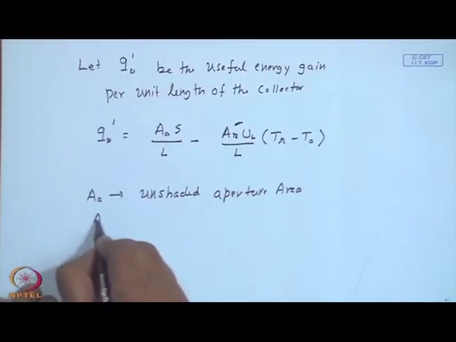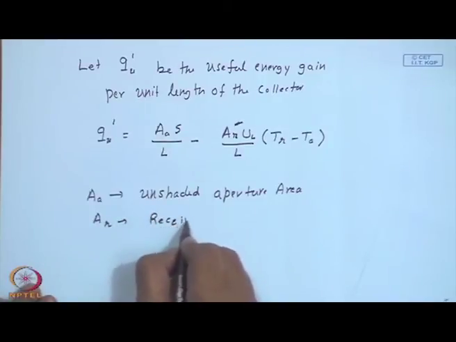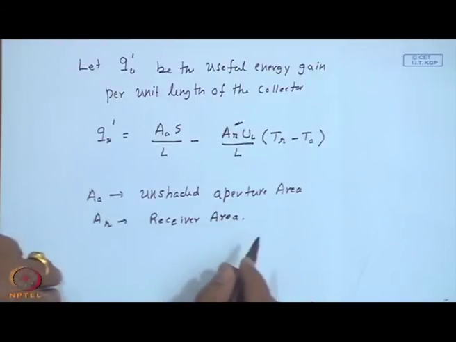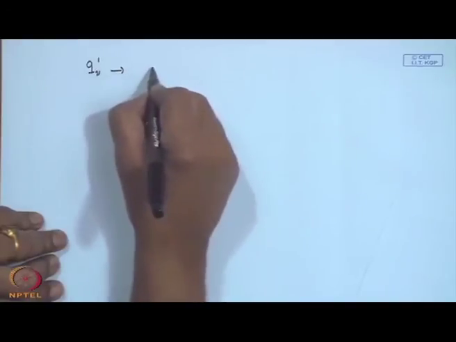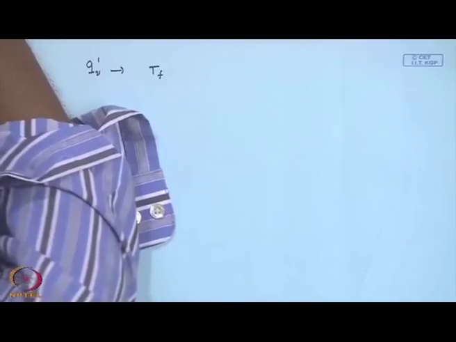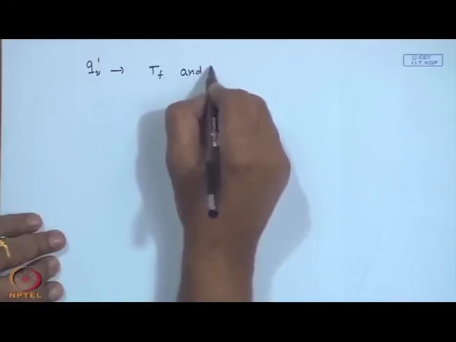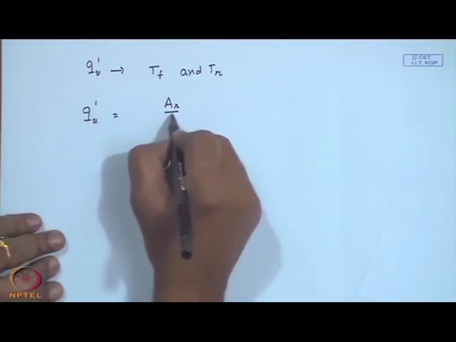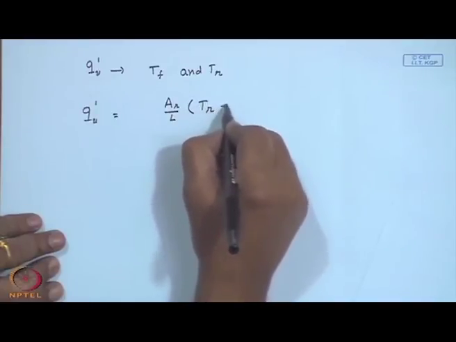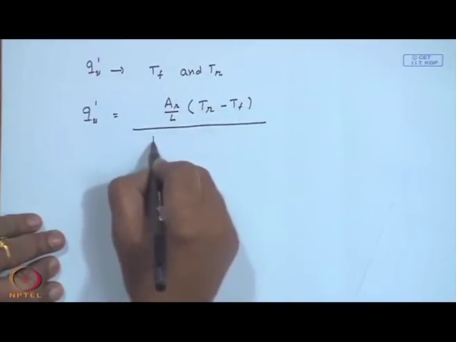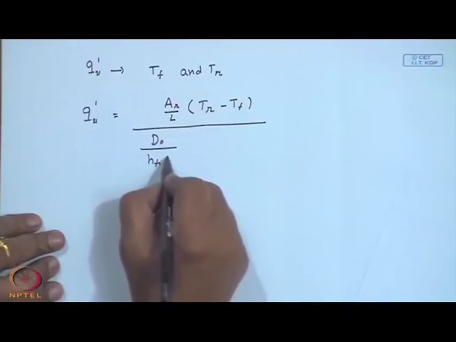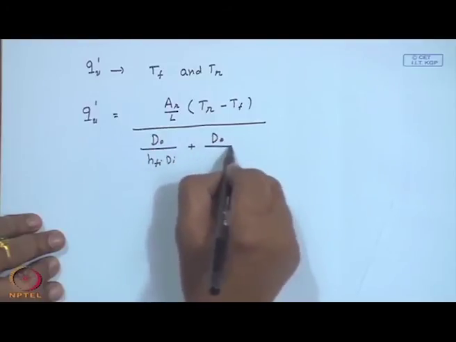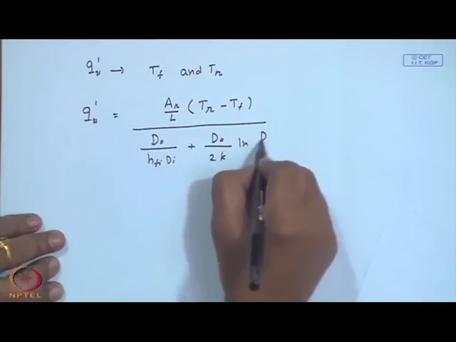Ar is the receiver area, okay. It is just like the energy balance we have done, and Qu dashed can be written in terms of the local fluid temperature Tf and Tr. So, Qu dashed will be Ar by L into Tr minus Tf by Do by hf Di plus Do by 2k log Do by Di.